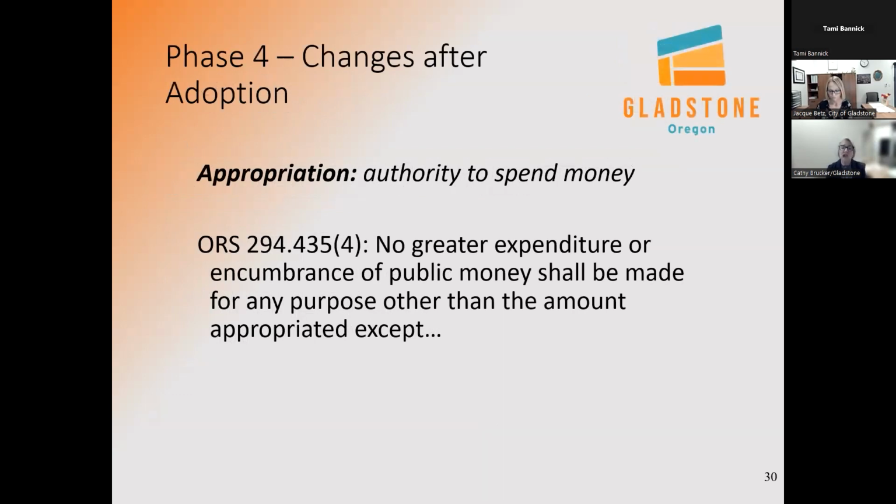Phase 4, any changes after adoption of the budget. Sometimes circumstances will require changes to the adopted budget. ORS has strict rules regarding the whys, whens, and methods allowed to change an adopted budget. And as it states there, no greater expenditure or encumbrance of public money shall be made for any purpose other than the amount appropriated, except, next slide.